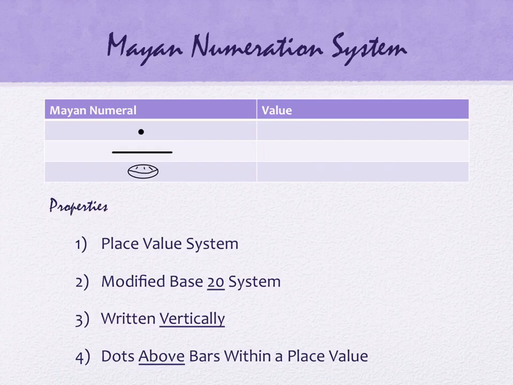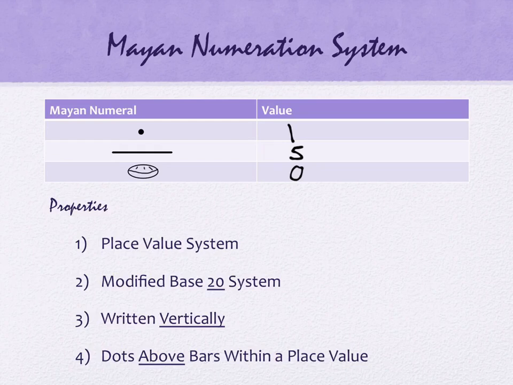But the value of the dot is 1. The value of that horizontal line is 5. And the value of the shell is 0. So lo and behold, we have a 0. That should help some things, and it does help some things. It's not going to help all the things, though. We're going to still have a problem. Yeah, well, no, we only have 3 symbols, right? I mean, this can't be good.